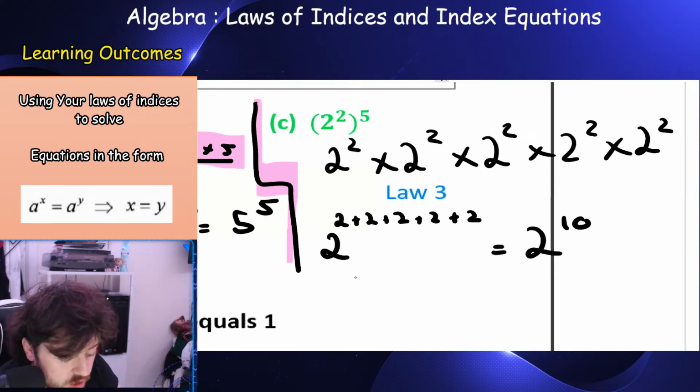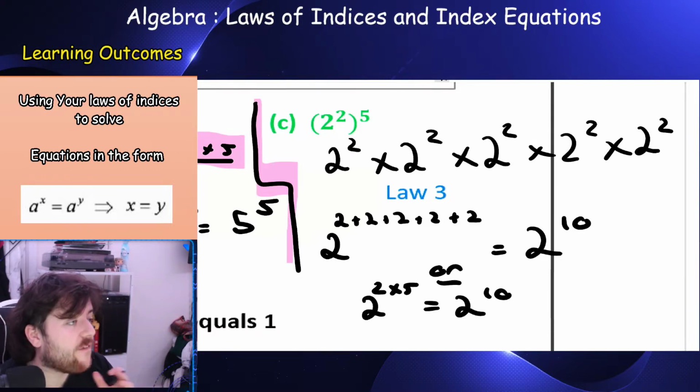Or you just do 2 to the power of 2 times 5, which is 2 to the power of 10. So if I have a power to a power, I'm using law 3, which is a power to a power, I just multiply the powers.